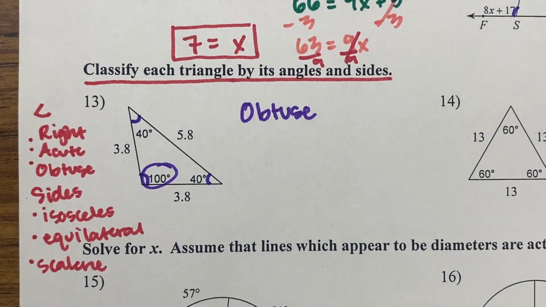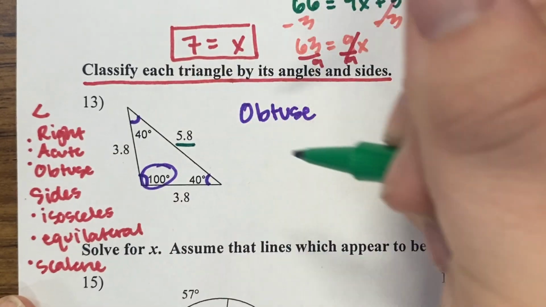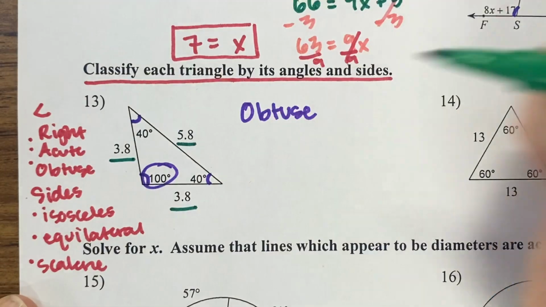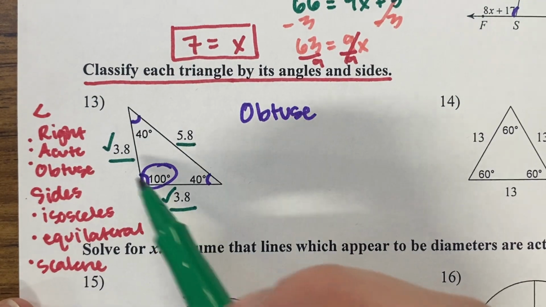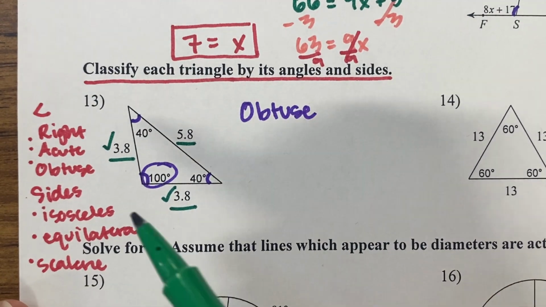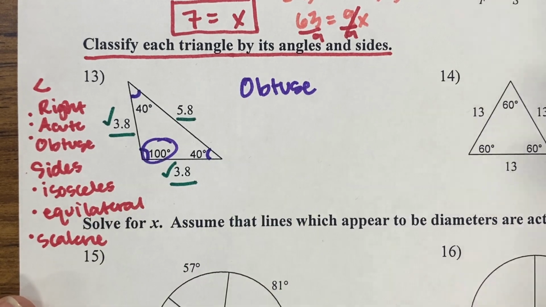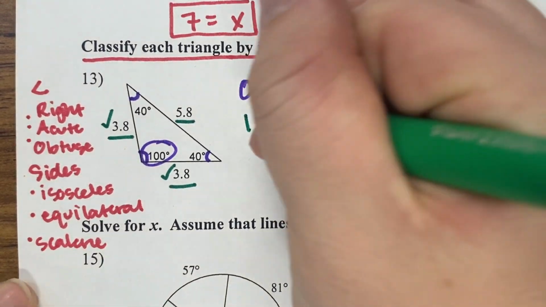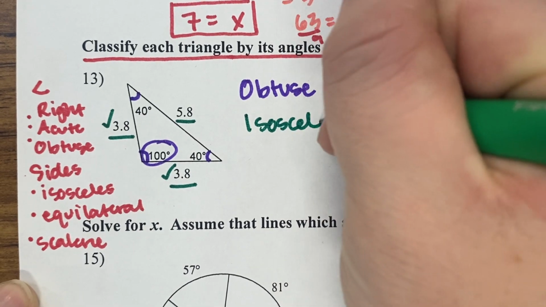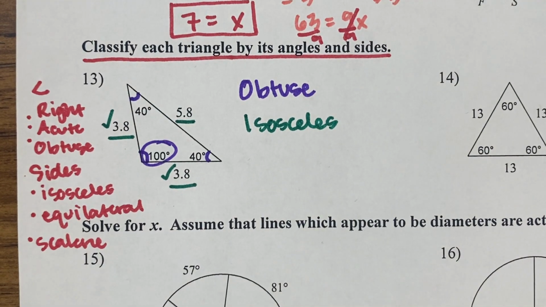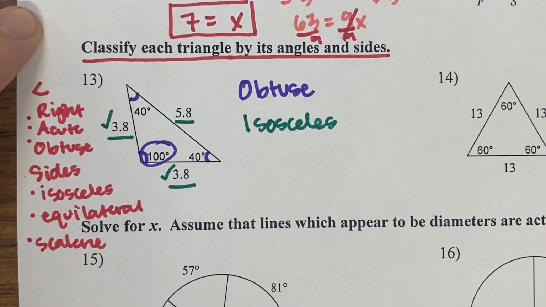Okay, well now let's look at the sides. So I have measures 5.8, 3.8, and 3.8. Okay, well 3.8 and 3.8 are the same measure. Remember where two sides are equal? That's our isosceles. So this triangle would be classified as an obtuse isosceles triangle. Beautiful.